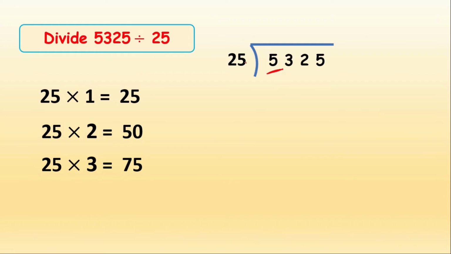Okay, so start from the left digit. 5 divided by 25 can't be, 5 is smaller, so write 0. Okay, now move to the next digit. 5 and 3 make 53. 53 divided by 25. Search for the product 53. Can you find it? Here 25, here 50, here 75. We can't find 53. What do we do? Just the smaller one, 50.